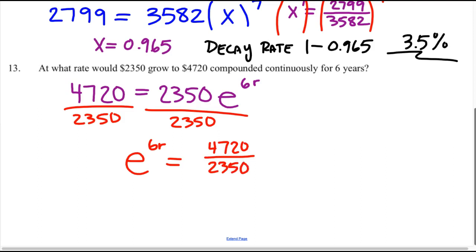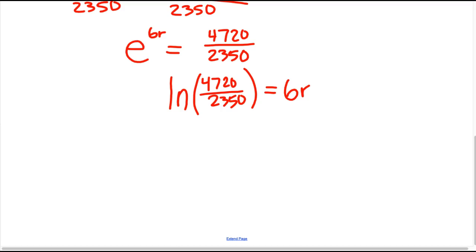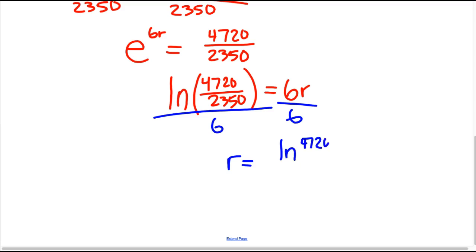Now, how do I get that variable down from the exponent up there? That's where I use a log. If it's e to the power, I'm going to use a natural log of the stuff, which is 4720 over 2350. And that's going to equal 6r. So now to solve for r, I just need to divide both sides by 6. So r is equal to the natural log of that goofy ratio that I had, 4720 over 2350.